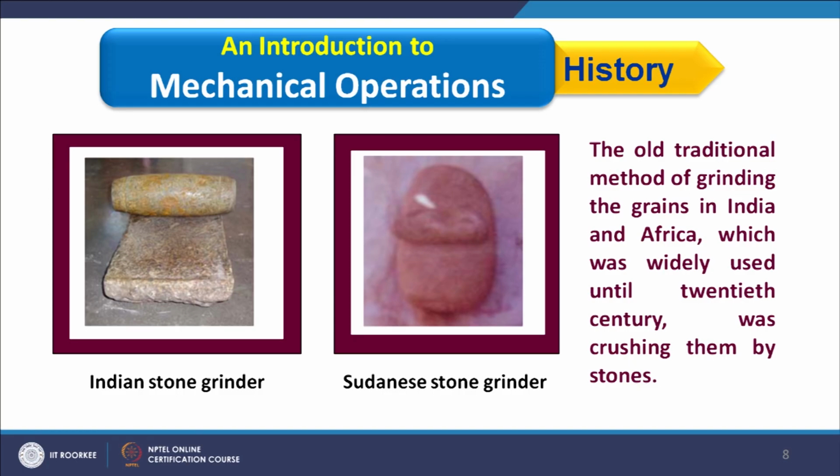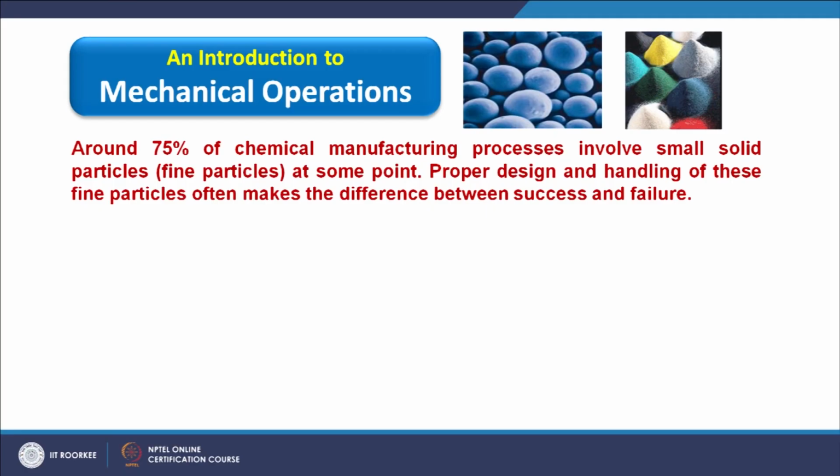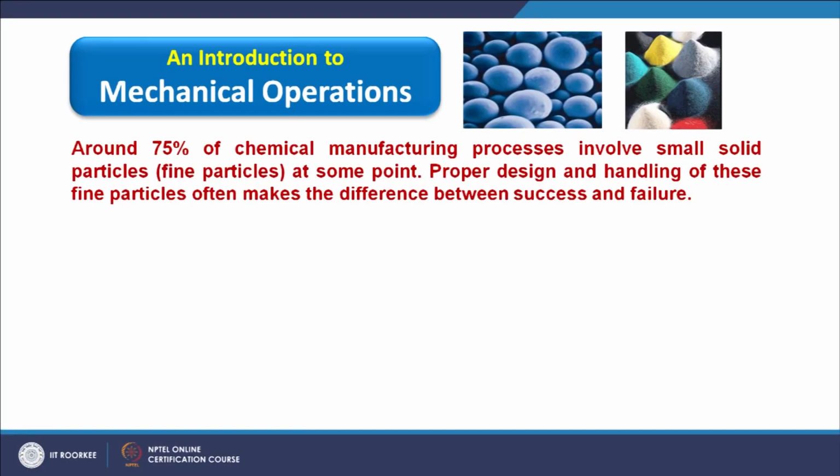So, if we consider the history of mechanical operation, we are using this, whether we are aware of this or not. Right now, as far as mechanical operation is concerned, we are technically sound, but previously when we did not have that much technical knowledge, then also we were using this for our benefit. So, mechanical operation, if we consider, or whatever I have shown previously, from this, around 75% of chemical manufacturing processes involve small solid particles, that is fine particles, at some point. Proper design and handling of these fine particles often makes the difference between success and failure.